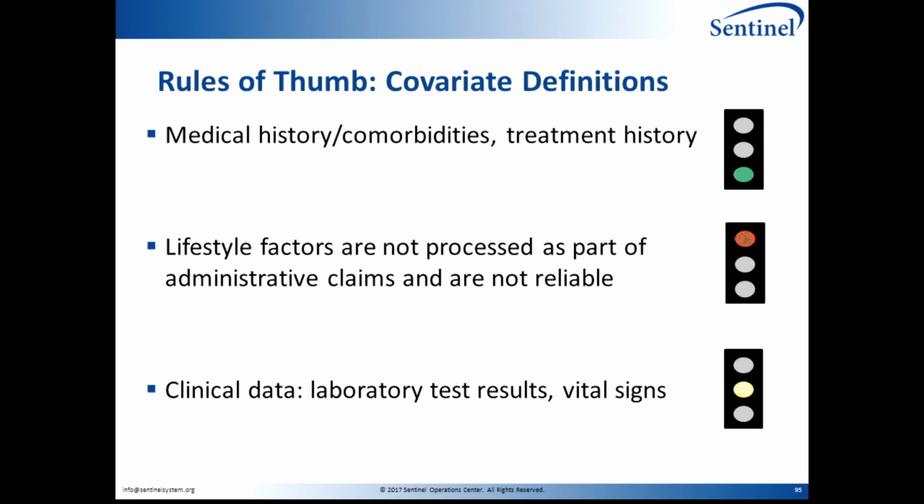Now, some lifestyle factors are not processed as part of administrative claims and are not reliable. So if you want to adjust for certain things that might only be available on somebody's Facebook feed, that's not reported to the insurance company, right? Again, think back to how this data got curated in the first place. What was important in that patient-clinician encounter, and what of that encounter was important for the reimbursement of that encounter. Clinical laboratory data: Jeff mentioned laboratory test results and vital signs, and we'll talk about those in just a minute.